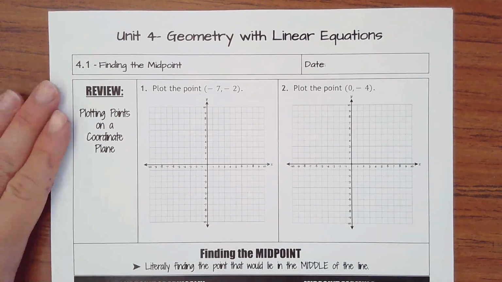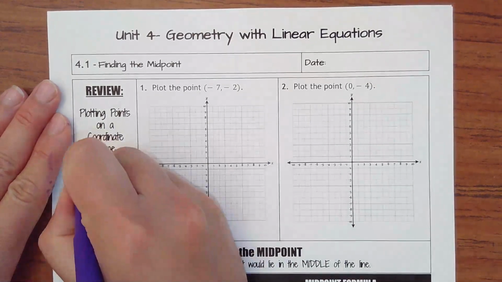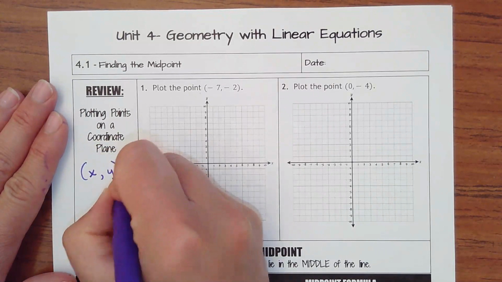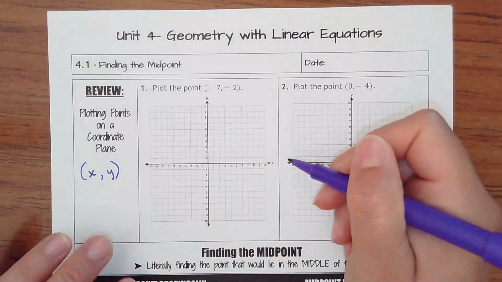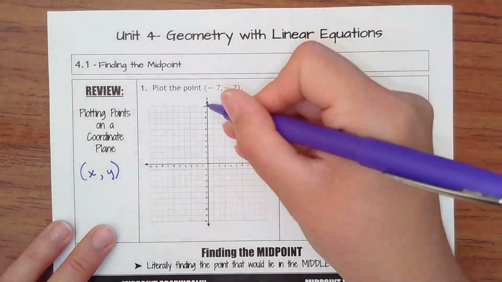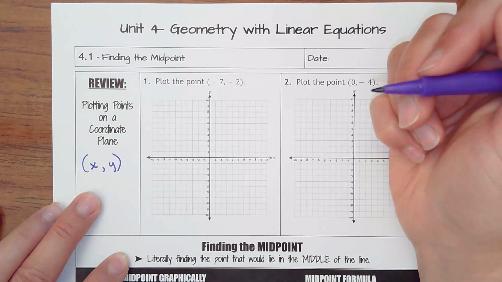Before we even do that, we have to review just how to plot points on a coordinate plane. So you should remember that coordinate points have parentheses around them, and it goes the x value, comma, the y. And if you look on a coordinate plane, the x-axis is your right or left movement, and then the y-axis is your up or down. So we go right or left and then up or down.